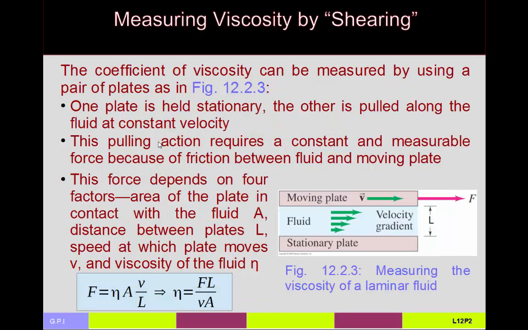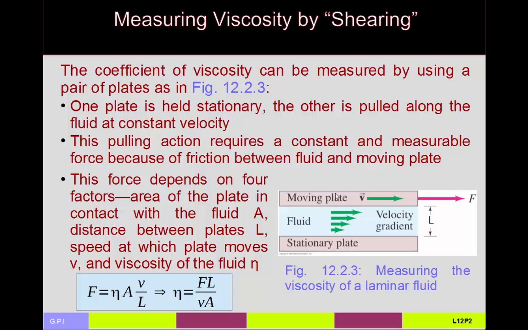So how do we measure the viscosity? The answer is that what we do is we place a fluid between a pair of plates. So there's a moving plate and there's a stationary plate. And then we pull the moving plate so that it moves at some constant velocity along the top layer of the fluid. And we measure what force we have to pull with in order to get the plate to move at this constant velocity along the fluid.